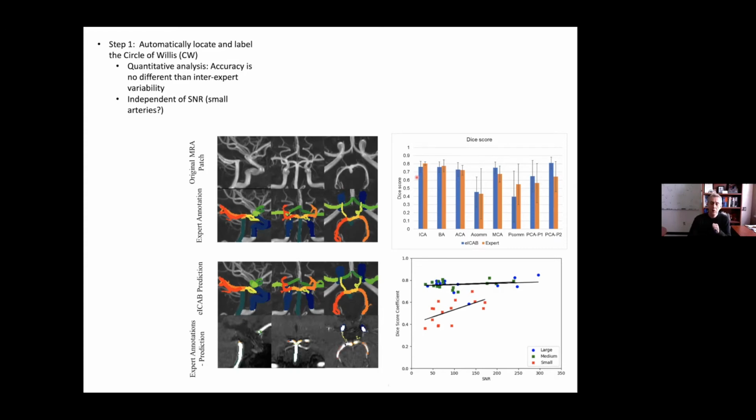The thing that we were most proud of, I think, is that for the large and medium arteries, there was no dependence on image signal to noise ratio. So it didn't matter if you had a 1.5 Tesla or a 3 Tesla image or what orientation you had acquired it, the software will always give you the correct answer. For the communicating arteries, however, there was a slight benefit to using 3 Tesla scanners.